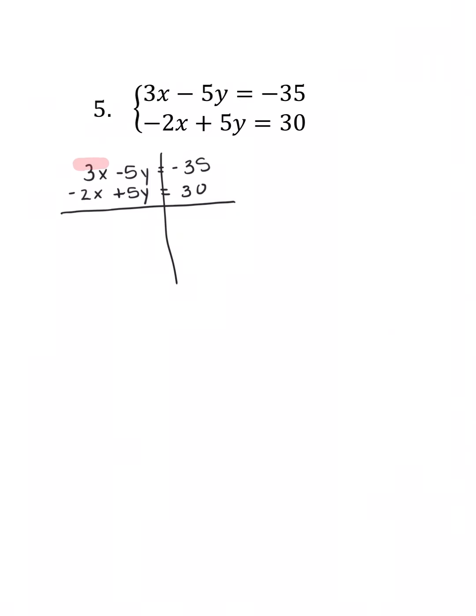Okay, and now I'm going to do each column, and I'm going to add or subtract depending on if it's a negative in front of it. So I'm going to do this column right here. So I have 3x minus 2x. Well, 3 minus 2 is 1, so I'm left with 1x. So I'm going to go ahead and write 1x under here.